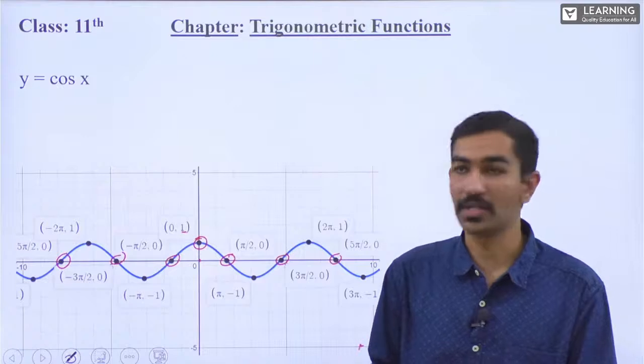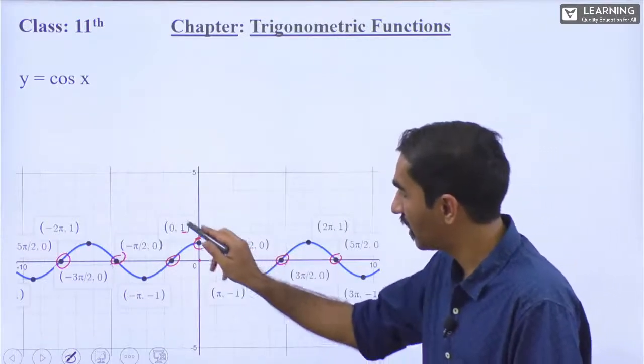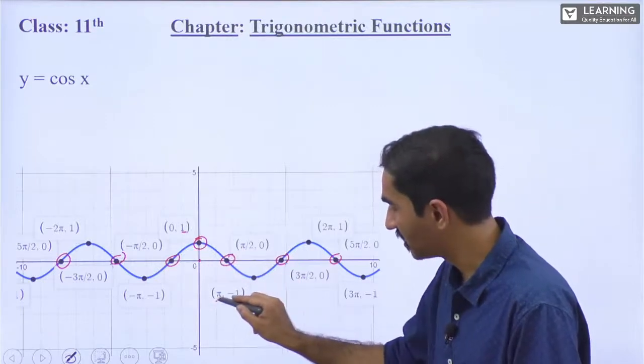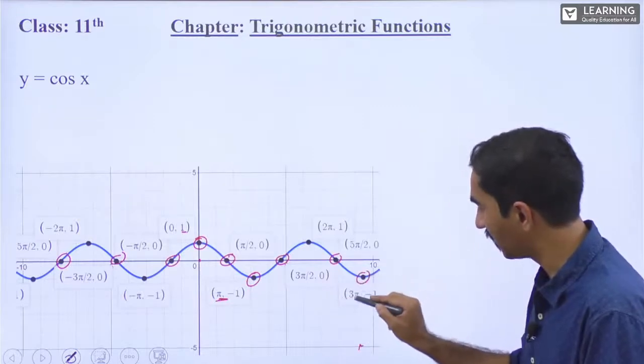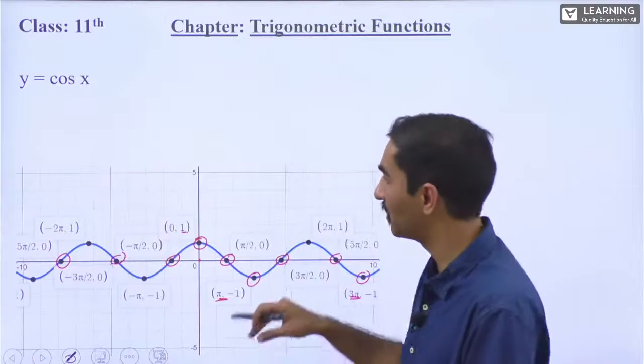At all these values, what is happening? Cos is becoming 0. Where is cos becoming 1? At 0. So at pi, that is at 180 degrees, it is becoming 1. Again you see here, at 3 pi, it is becoming 1. Understanding, students? So this is about the cos.